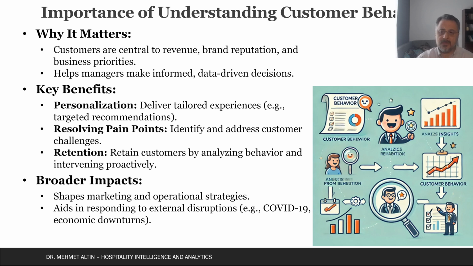Beyond immediate operational improvements, these insights shape broader strategies like marketing campaigns and resource allocation. They even help businesses to adapt to external challenges. For example, during COVID-19, many hospitality businesses shifted to contactless services in response to the changing customer expectations. In essence, understanding customer behavior is not just about optimizing operations today, but is also about building strategies for the long-term success of your business, your properties.